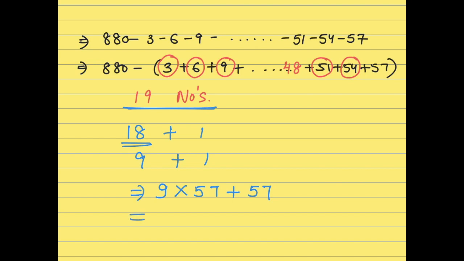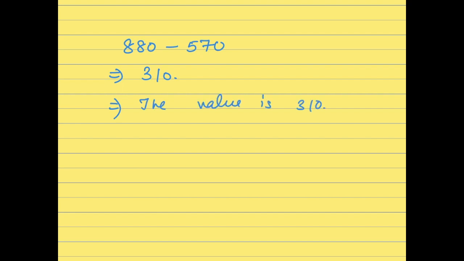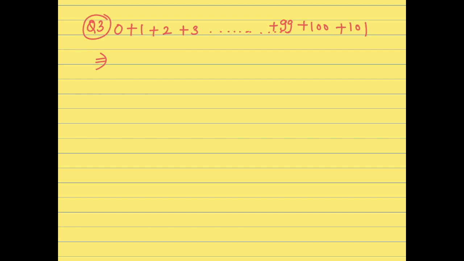So the total will be 570. So our answer would be 880 minus 570. It will be 310. So the value is 310. So in this question, we have already numbers.